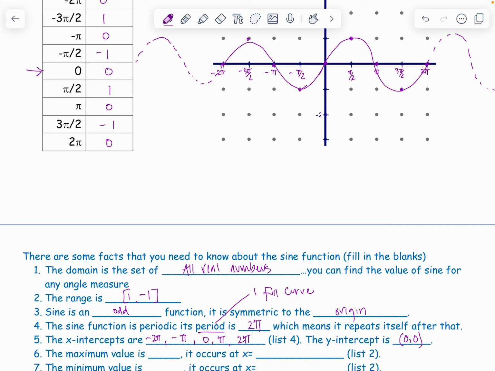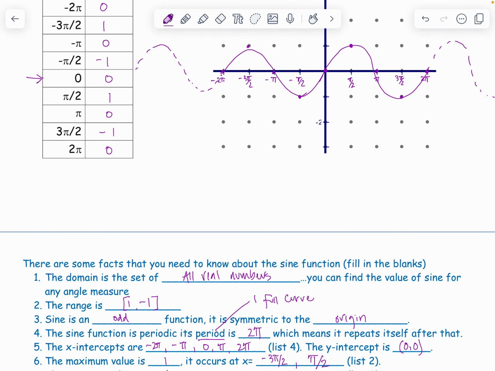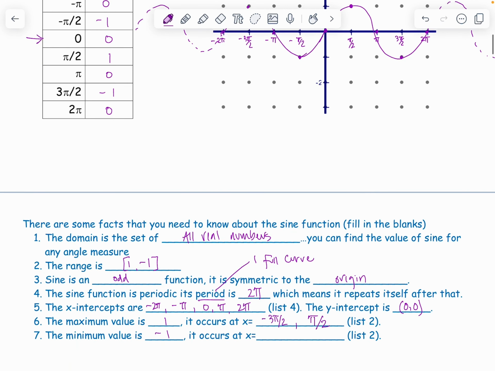The maximum value is 1, and it occurs at the values negative 3 pi over 2 and pi over 2. The minimum value is negative 1, and if we look back at our graph, that occurs at negative pi over 2 and 3 pi over 2. In the next video, we will talk about the cosine curve.